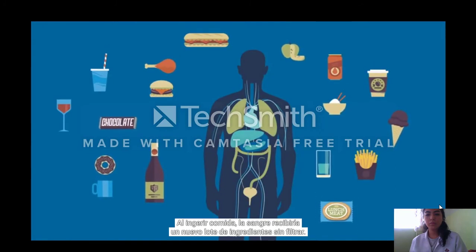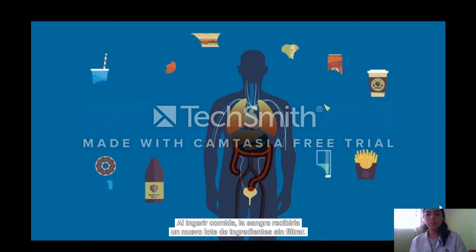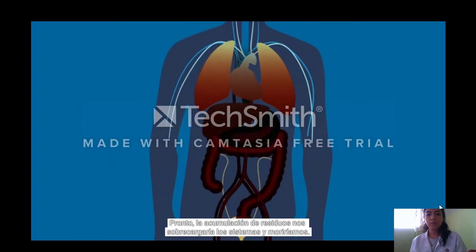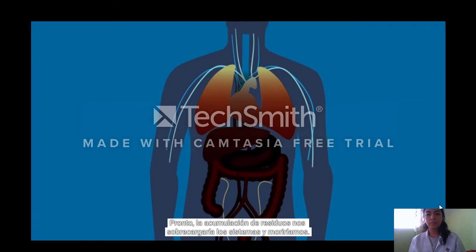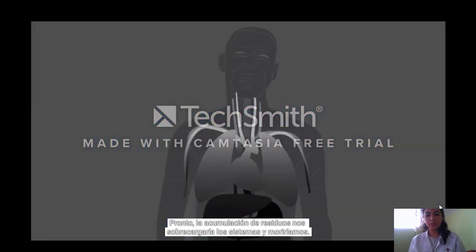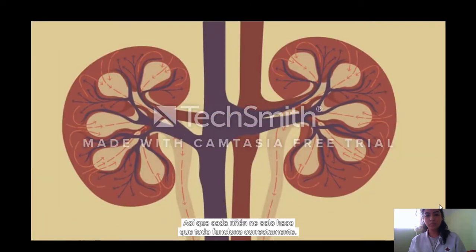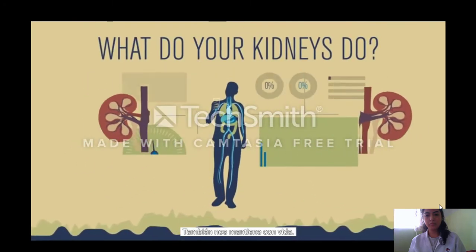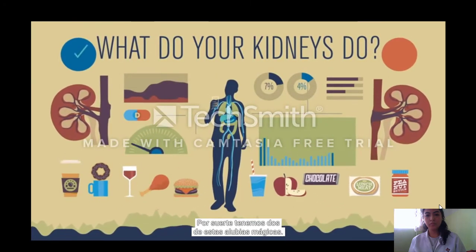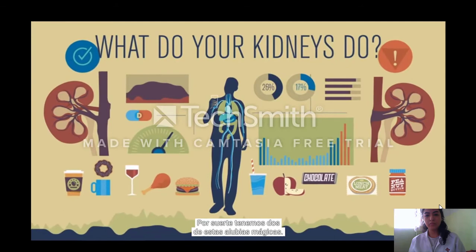Every time we ate, our blood would receive another load of unsifted ingredients. Soon, the buildup of waste would overload our systems and we'd expire. So each kidney not only keeps things running smoothly, it also keeps us alive. Lucky then that we have 2 of these magical beans.